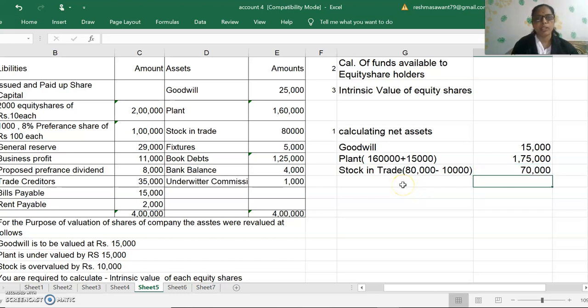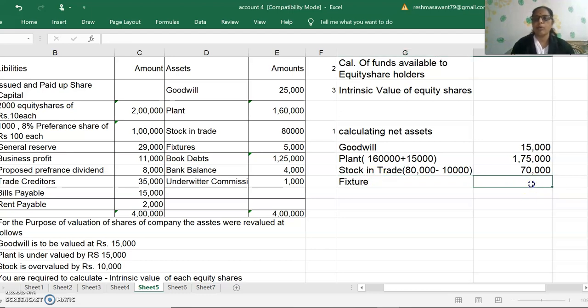But what about the other assets? Whenever an adjustment is not mentioned for a particular asset, it should be considered at book value, except underwriter commission or any fictitious asset. Fictitious assets are not considered for the calculation of net asset. Next asset, that is the fixture.